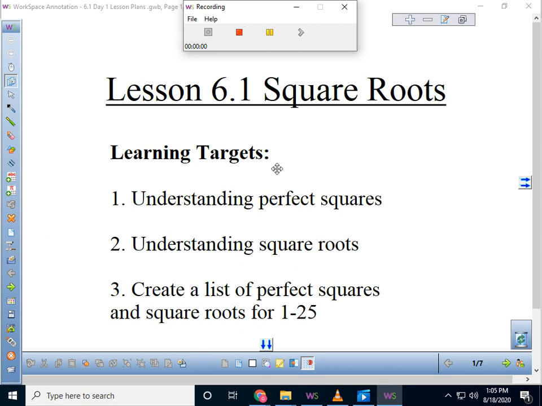Well, hello there. Welcome to Lesson 6.1 on square roots. Our learning targets for this section are, number 1, understanding what a perfect square is. The second thing we want to be able to do is understand what square roots are. And the third thing we want to do is create a list of perfect squares and square roots from 1 through 25. So let's go ahead and get started on that, shall we?